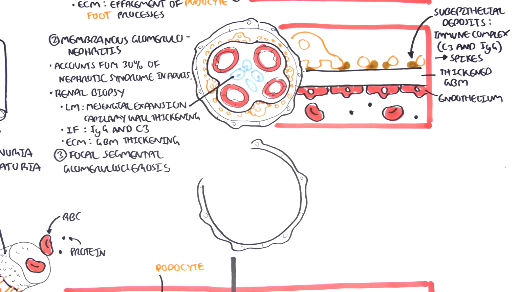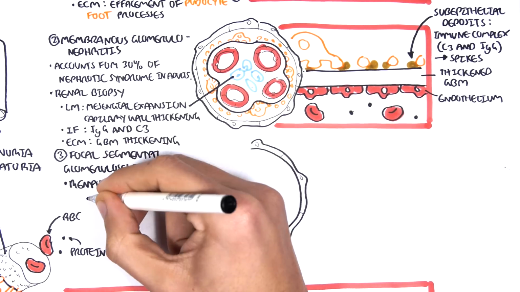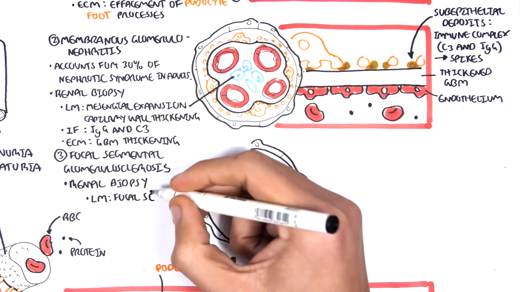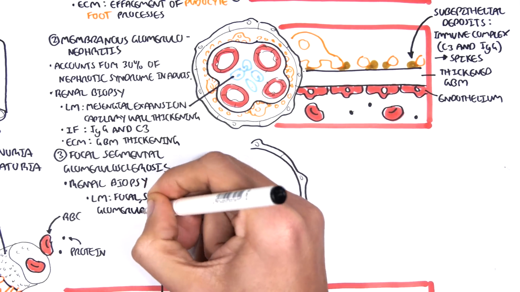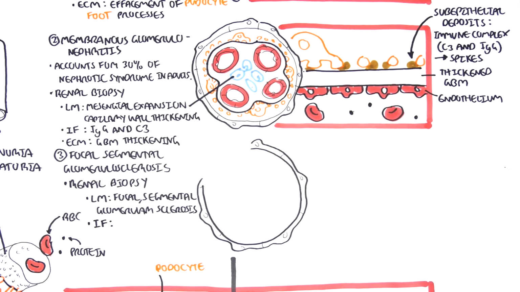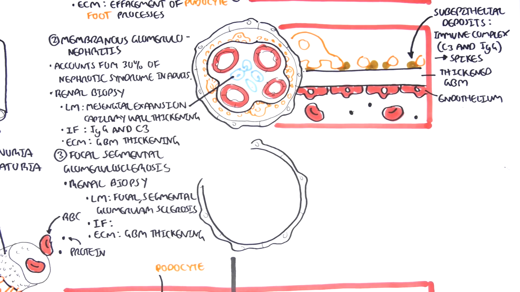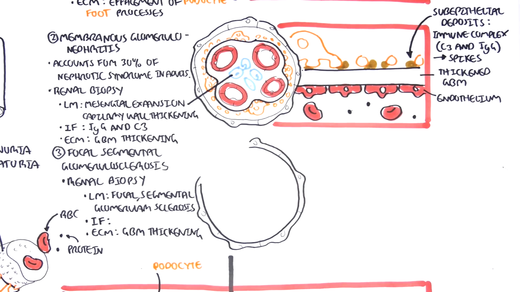Last type of primary nephrotic syndrome we're going to talk about is focal segmental glomerulosclerosis. On renal biopsy, the light microscopy will show focal segmental sclerosis of the glomerulus. Immunofluorescence will not really show anything, and electron microscopy can reveal glomerular basement membrane thickening.